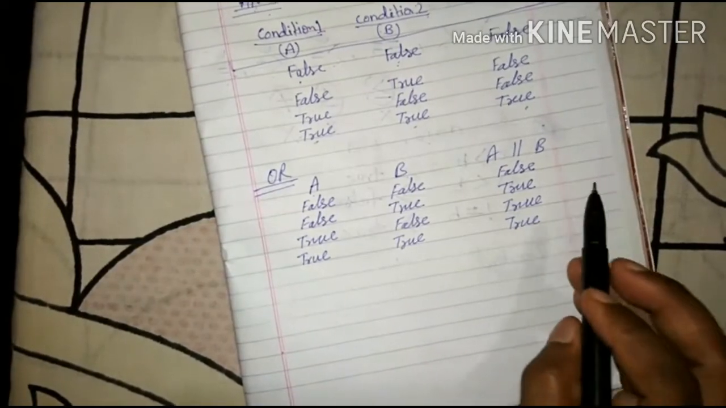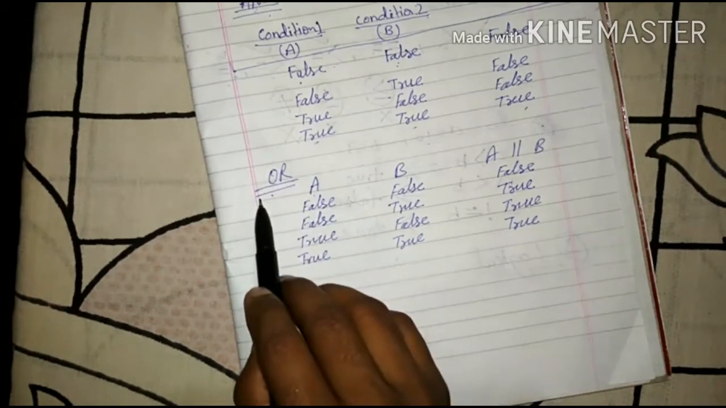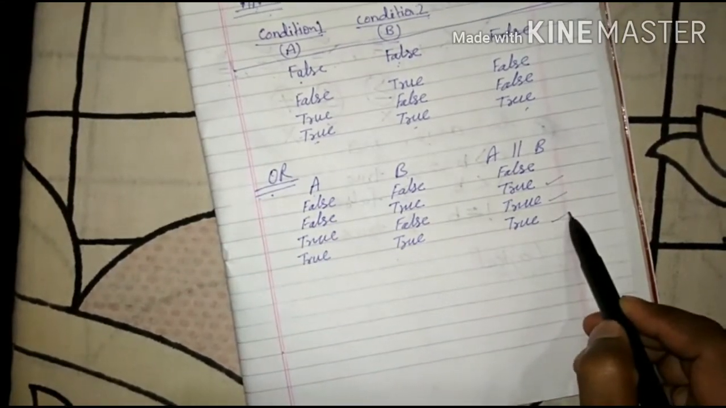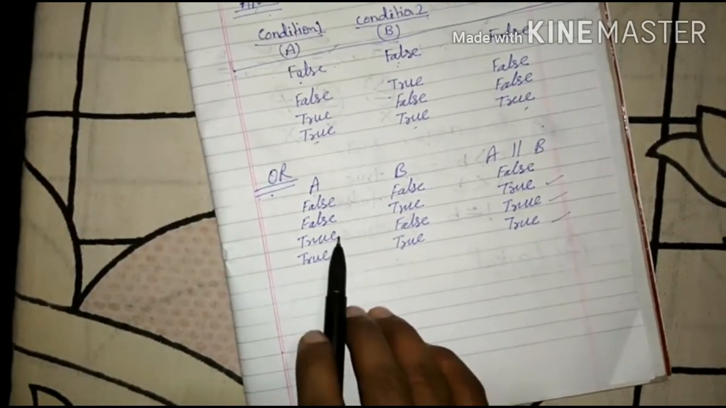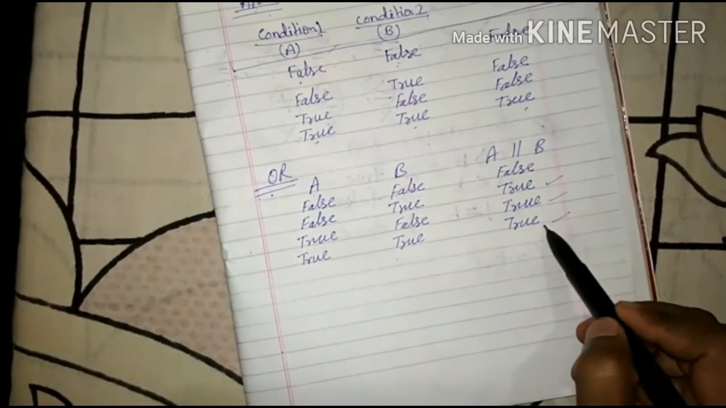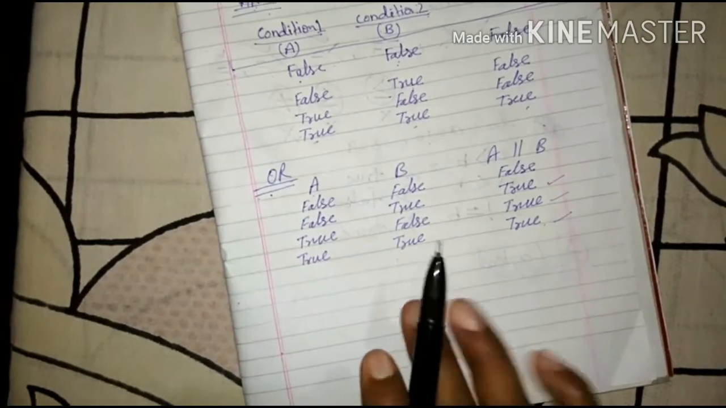Mind this point, you have to write this. In the OR condition, in the logical OR operator, the result will be true if any one of the conditions is true. In OR, the result will be true if any one condition is true.